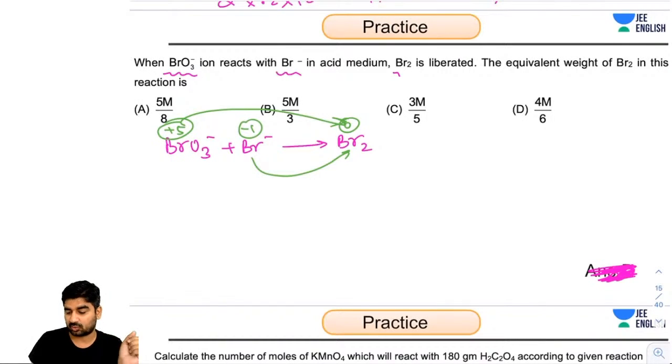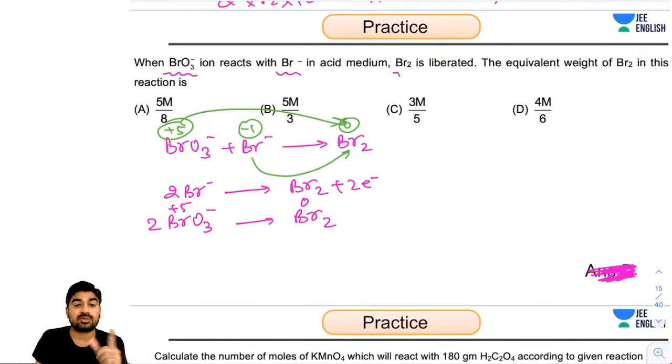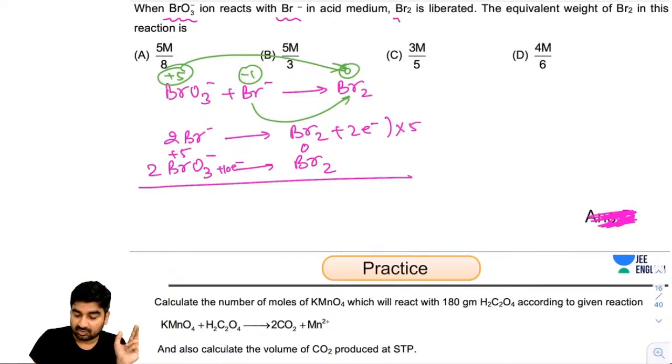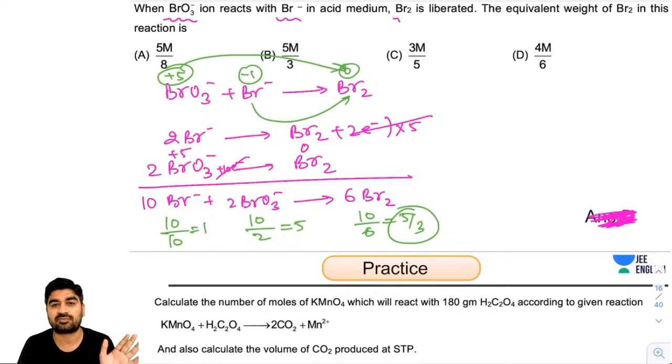So the n factor way is the same as I told you. How will you calculate the n factor here? Yes, you can calculate it like this. Br2, 2 electron loss. BrO3 minus, Br2, here you have plus 5, here you have 0. So on 1 bromine we have plus 5, so on 2 bromine it will be plus 10. So if it is plus 10, just multiply by 5. When you multiply by 5, you will get 10 Br minus and 2 BrO3 minus, 6 Br2. So guys, how many electrons are cancelling out here? 10. So you can easily calculate the n factor: 10 by 6, 5 by 3. So this is the n factor of Br2.